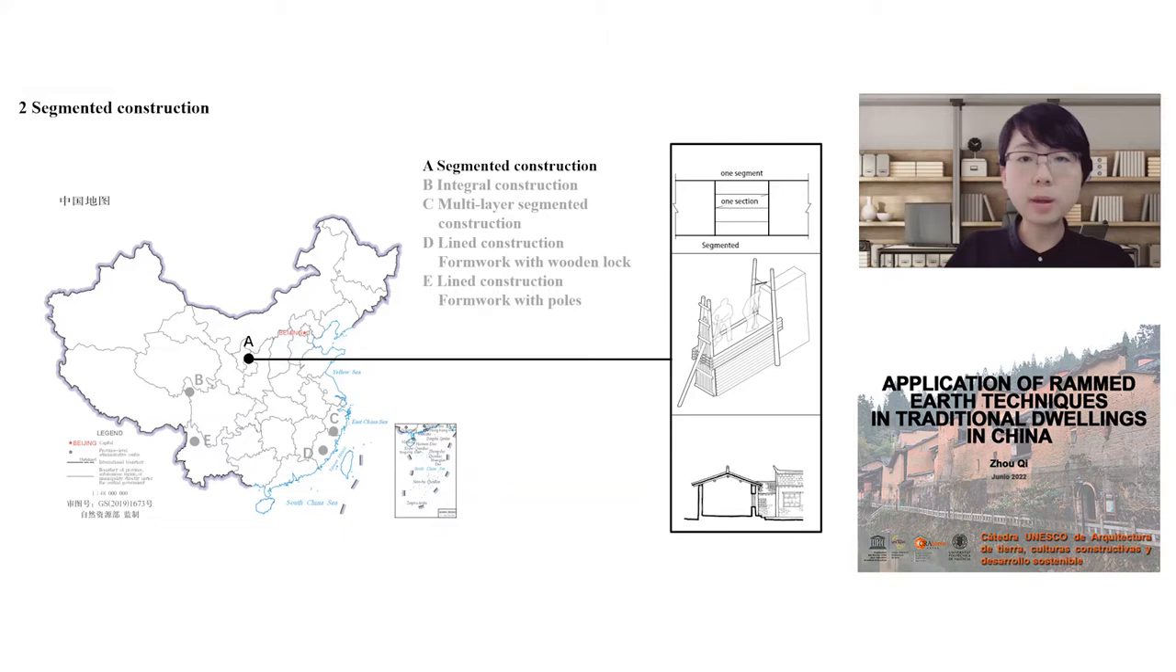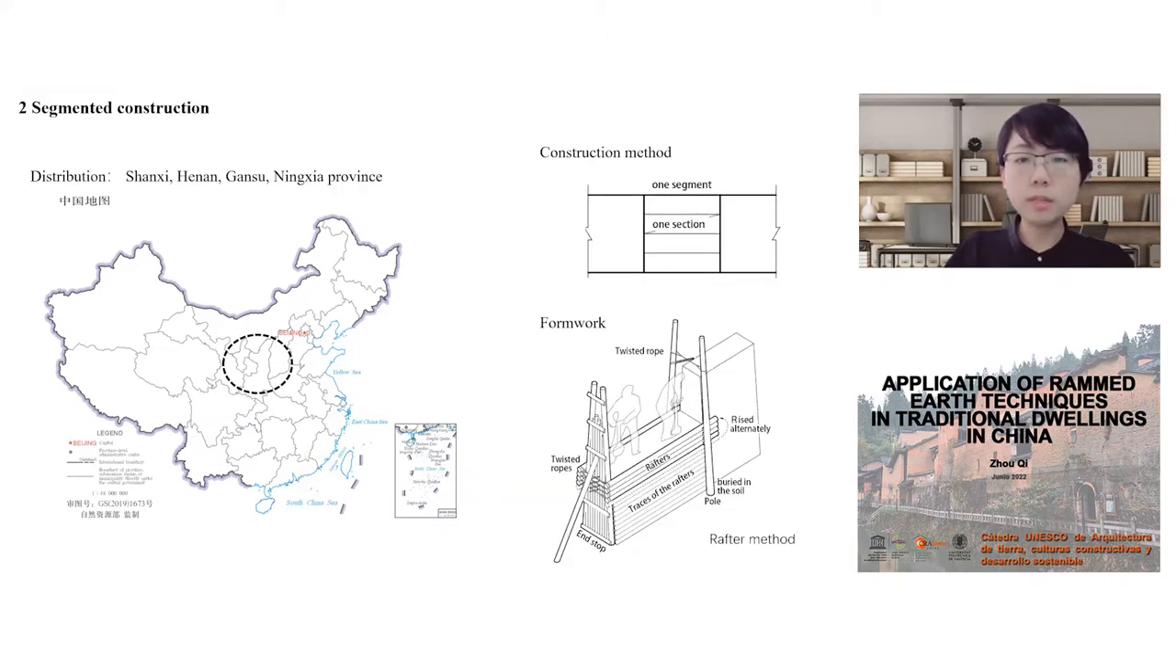The first type I would like to talk about is segmented construction, because it's a very ancient method. It is found in the central part of China, which is one of the earliest origins of Chinese civilization, and where rammed earth was first discovered. The segmented formwork means dividing the wall into several segments, and a segment is formed by stacking sections vertically.